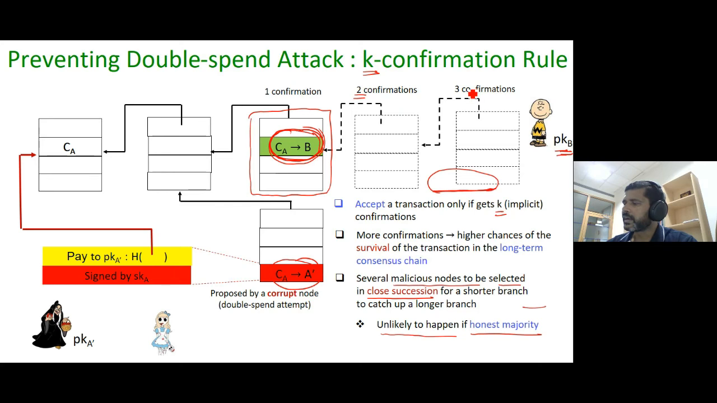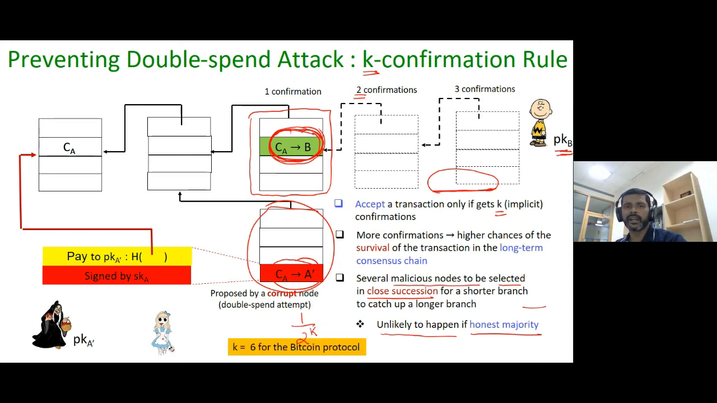So assuming that I already got K confirmations for this transaction approving coin CA being transferred to Bob, if I want to undo this, then for the next K iterations, K bad nodes should be consecutively selected to propose the next blocks, and they should propose something on top of this incorrect block. But the probability of getting K bad nodes for K consecutive iterations is 1/2 power K, which is a very small quantity. So that prevents this double spending attack.